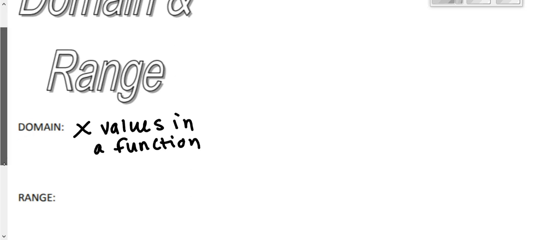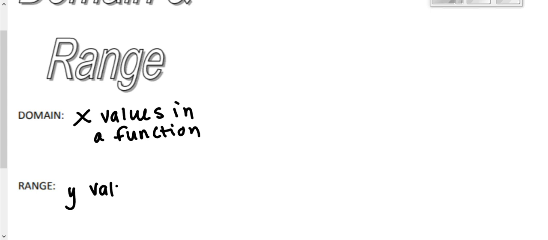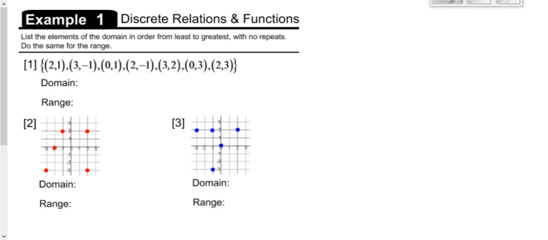So to review what domain and range are, remember domain is all the x values in a function, and your range is all the y values in a function. So by identifying all the x values and all the y values in a function, we can describe what a function looks like. We can describe kind of the window or image of that function. So let's look at some examples.